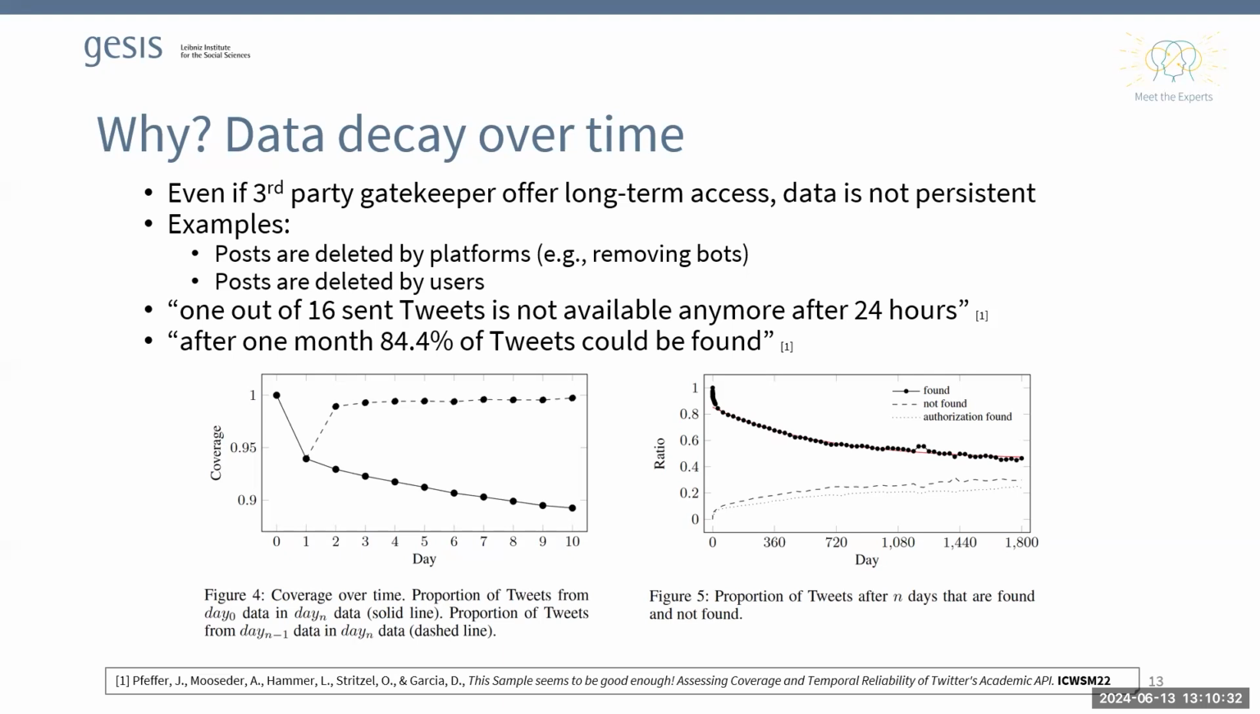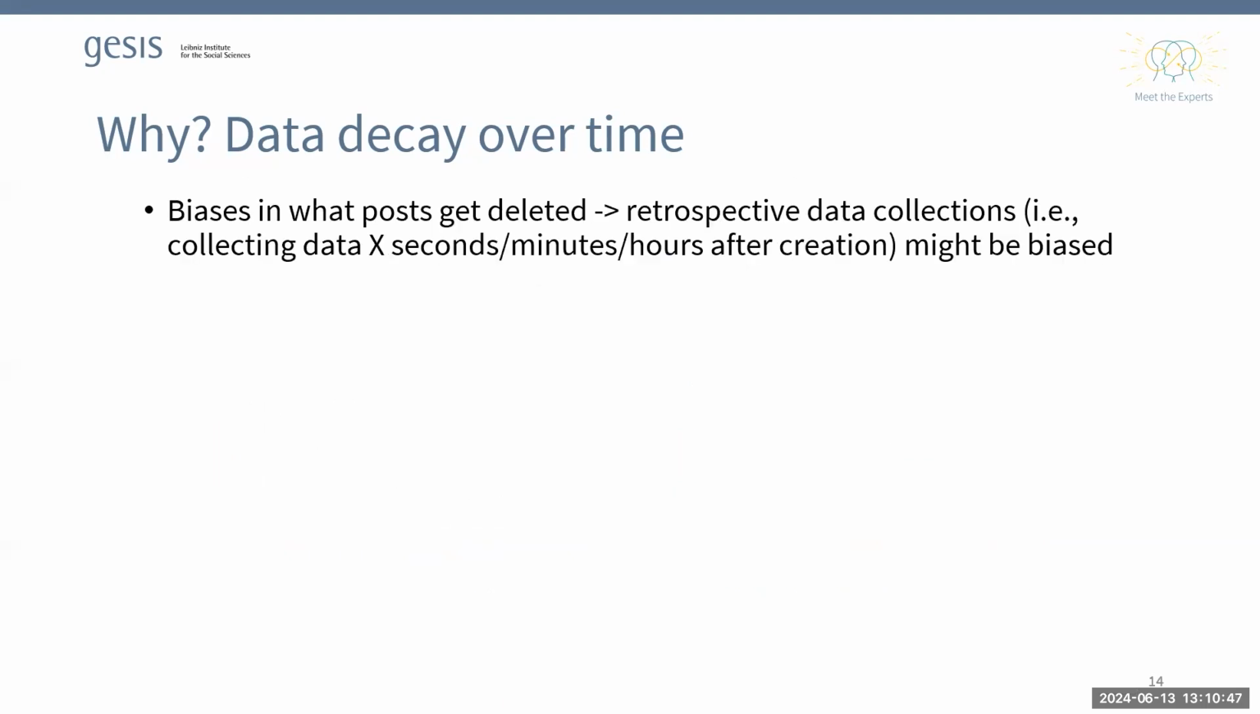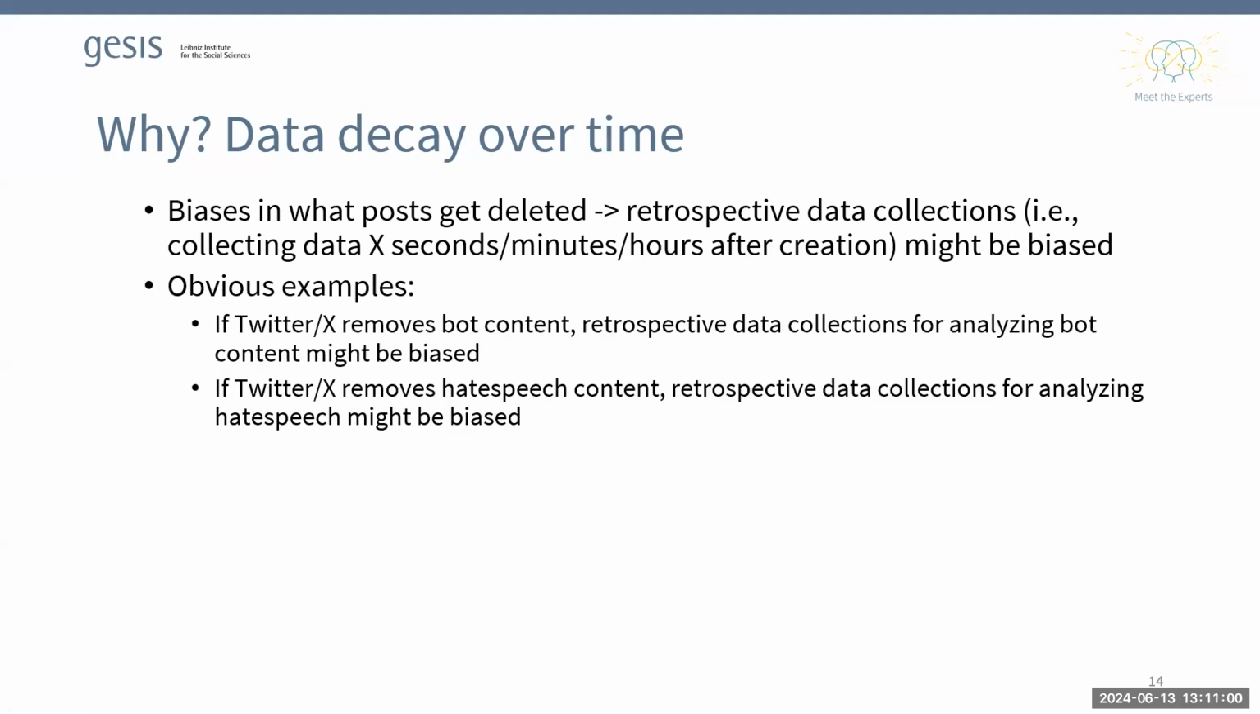That's not a problem for me, but I will show you that this data decay problem is not just about the quantity of the data that you can retrieve, but also about biases in what data you can actually still retrieve. Because research has shown that there are biases in what posts are more likely to get deleted. So that means if you collect data retrospectively, also your dataset might be biased.